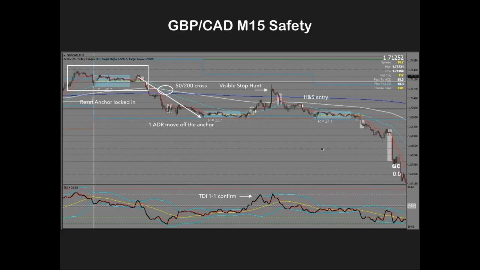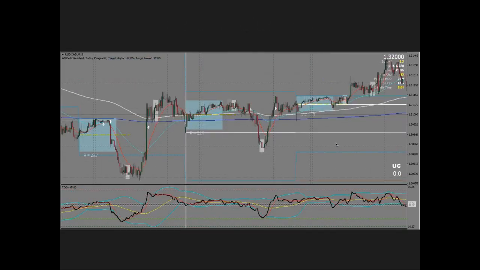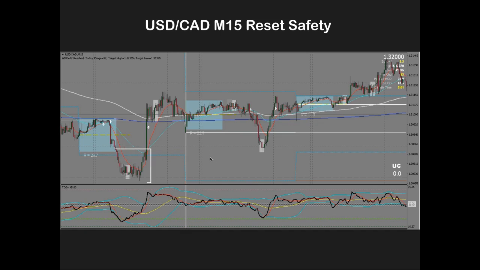All right. Okay, next example. This is USD CAD, and this is on the M15 chart. So this is a unique example. I wanted to show you guys what happens when sometimes you don't get a very clear pattern. So let's take a look here.